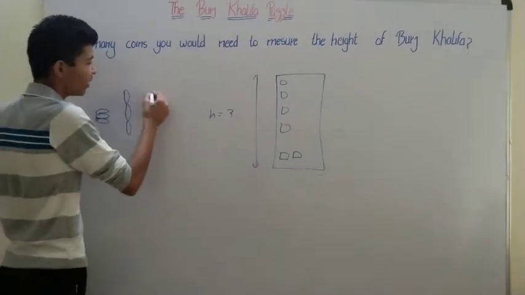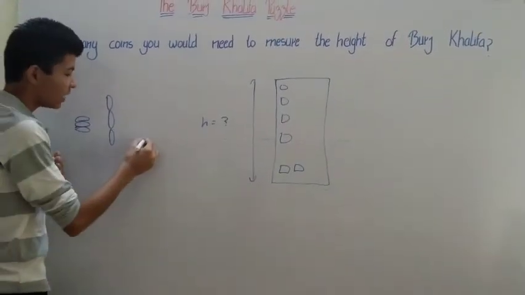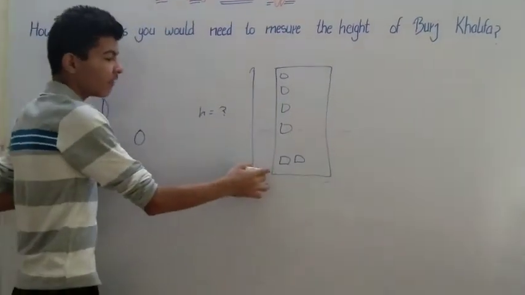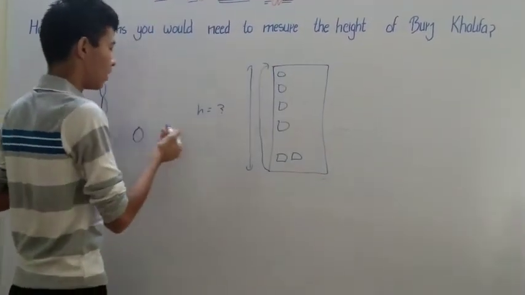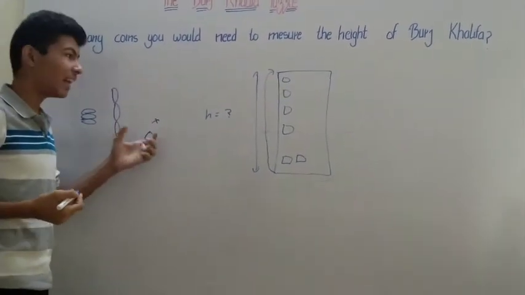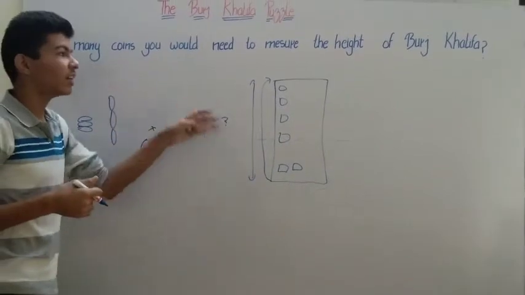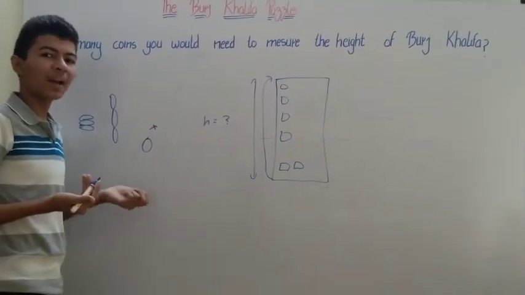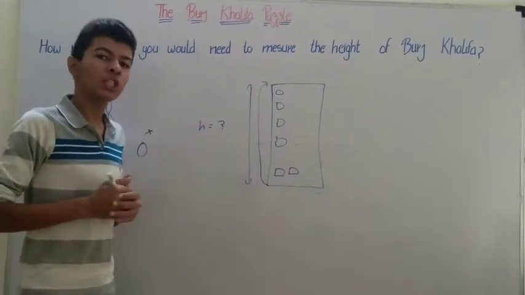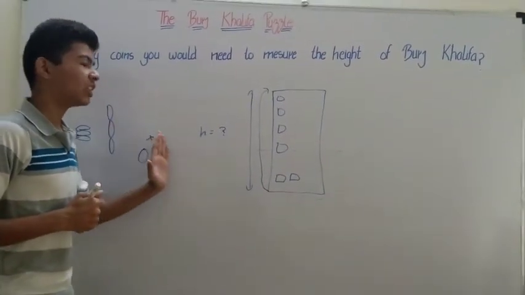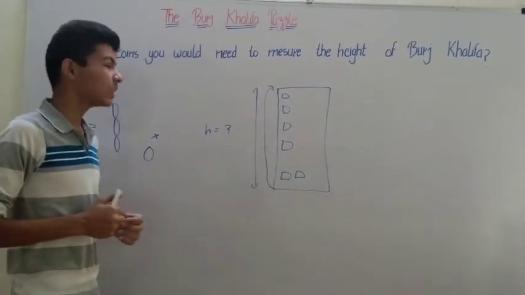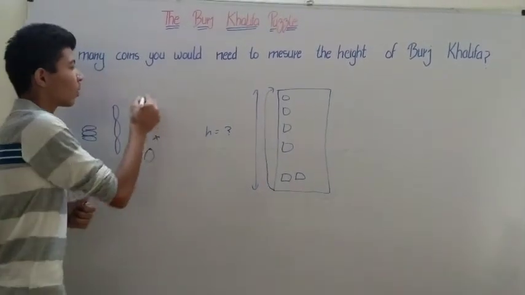Then another way is flipping the coin. You take a coin, flip it a number of times, then multiply by the circumference, and you will get the height. But flipping it for such a height is also very impractical. So what would be the logical approach for solving this question? The correct answer is one coin.